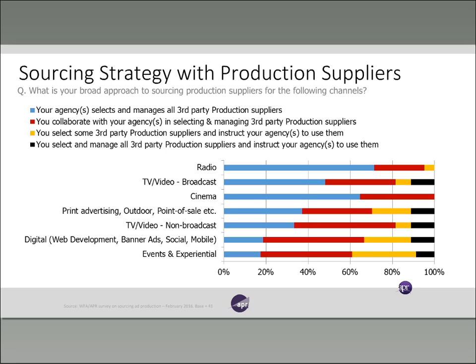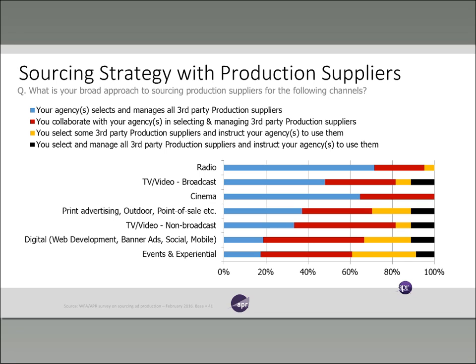And as we get closer to the print and to the non-broadcast TV and videos, so the social media videos, the online videos, and the digital web and events and experiential, then because they're newer media, newer ways of production, it's been more of a collaborative approach between you, the brands, and your agencies in determining how you work with your suppliers and who you work with. And the events and experiential is certainly a newer area where the collaboration is greater, but clients traditionally have taken that lead.